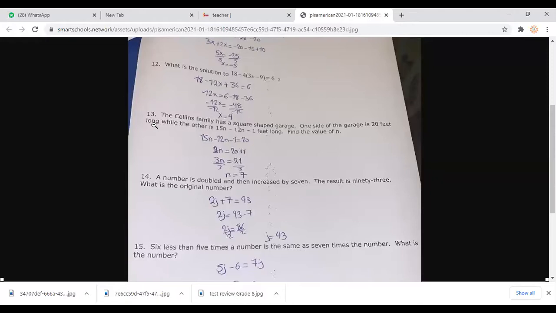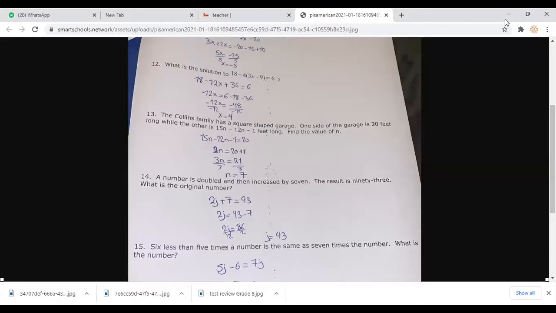At the beginning, we have to check. He said that a number is doubled, and we know that the word doubled means multiplied by 2, and then increased by 7, so we will add 7. The result is 93. What is the original number?